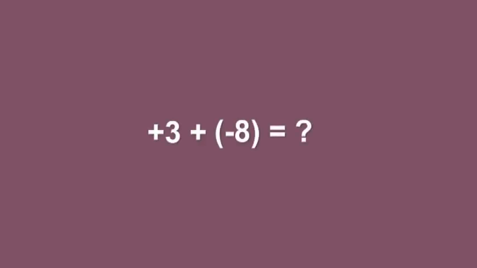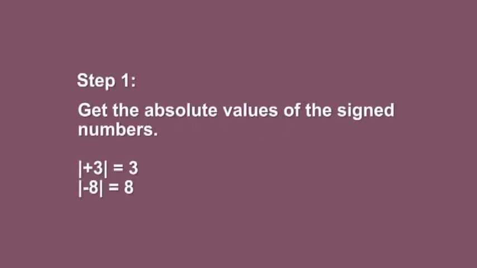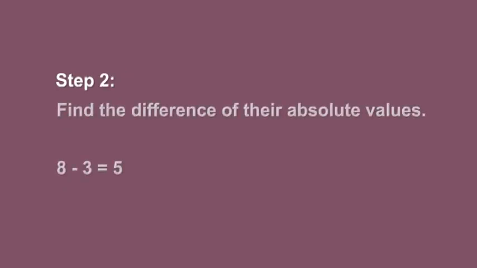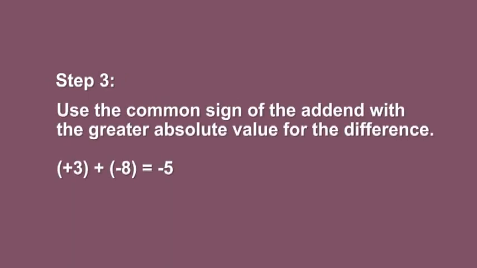Let's have another example. Positive 3 plus negative 8 equals. Step 1, get the absolute value of the signed numbers. Step 2, find the difference of their absolute values. Step 3, use the sign of the addend with the greater absolute value for the difference.